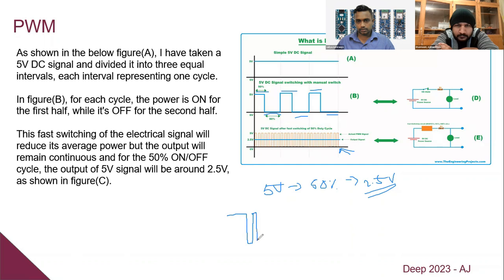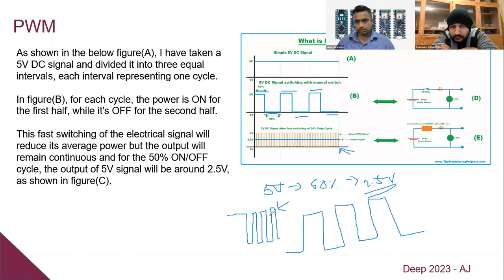Here you can see, if the signal is like this, and if it's like this, the width of this pulse will determine the voltage. If this is wider, it will give us higher voltages. If it comes to a smaller width, it will give us smaller voltages.